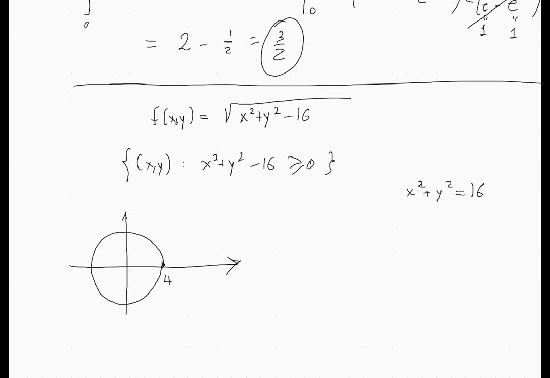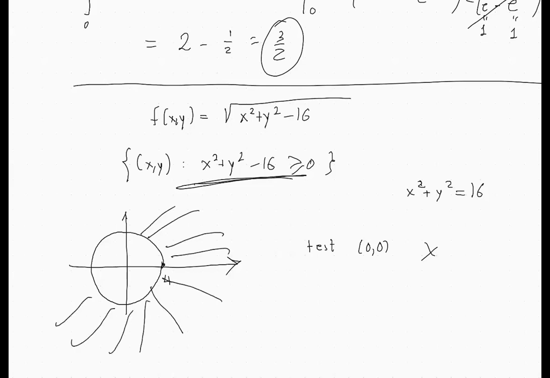If you test (0, 0), you will see that it fails the test. It doesn't satisfy this inequality because you get negative 16 is greater than or equal to 0, which is not correct. So the domain of definition is the exterior. And the thing that I want you to realize here is that the boundary of this domain, meaning the circle itself, is also part of this domain.